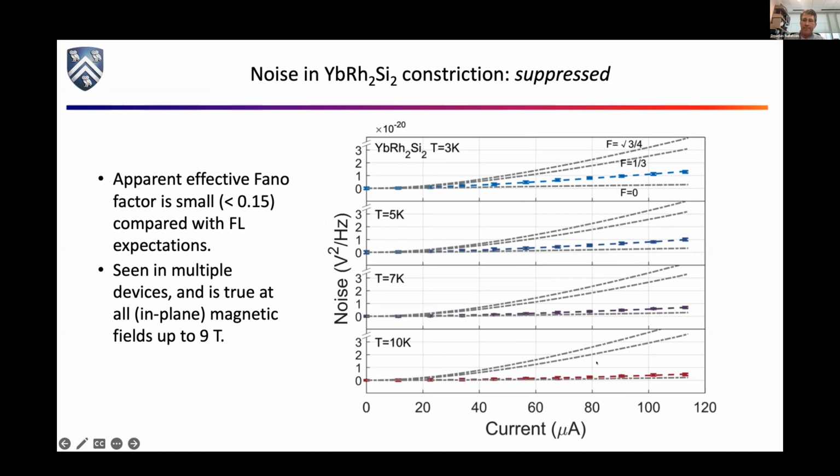Now, we've seen this in multiple devices, and it's true in magnetic fields up to 9 Tesla, again, in-plane field. Why is this true across all fields? Well, it turns out the non-Fermi liquid regime, the quantum critical fan for this material, by the time you get up to 3 Kelvin, spans basically any reasonable accessible field.